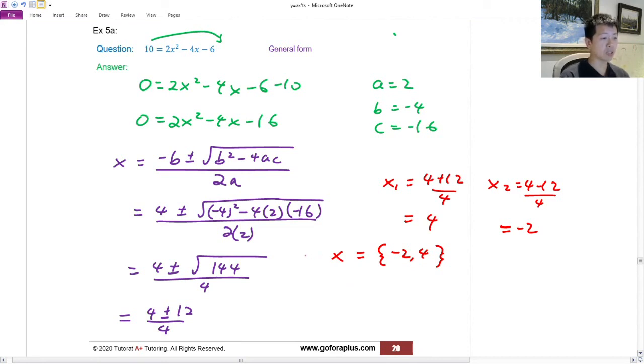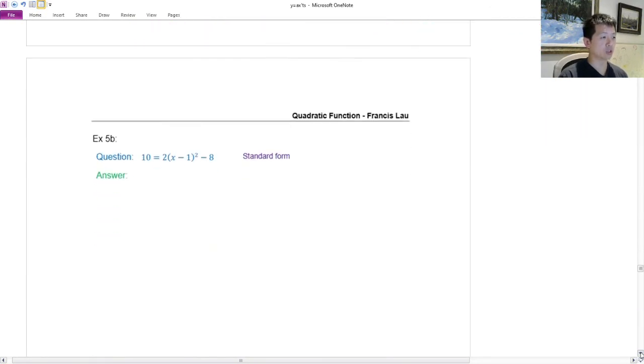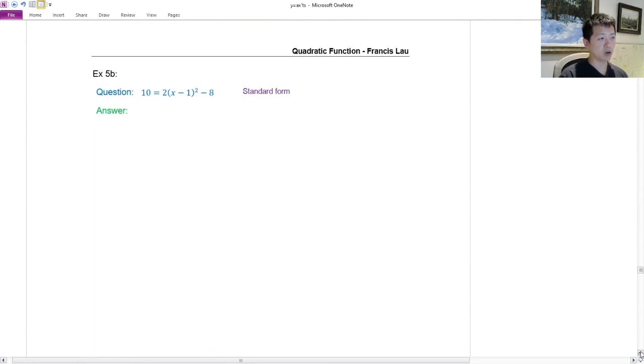The teacher might ask you to write it like this, or they might ask you to write x1 equals 4, comma, x2 equals minus 2. So it depends, or maybe sometimes they even use 'element of'. So it's up to the teacher. Just follow your teacher. If it's me, I'll accept both answers. Both of them are correct.